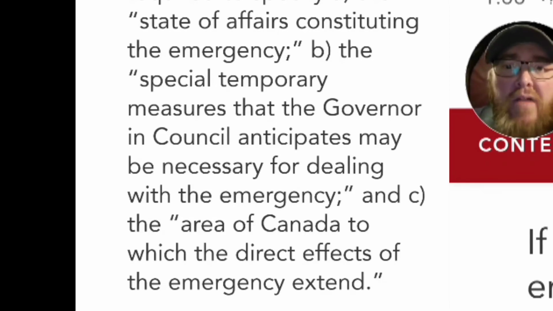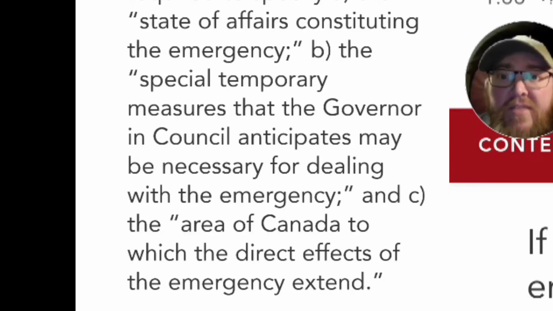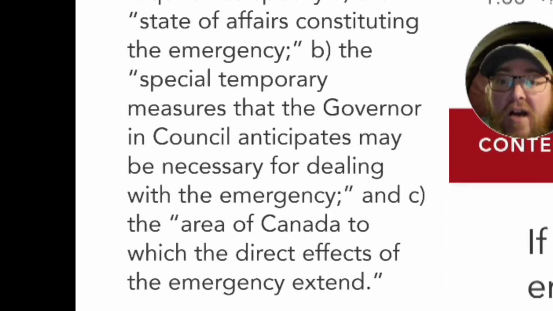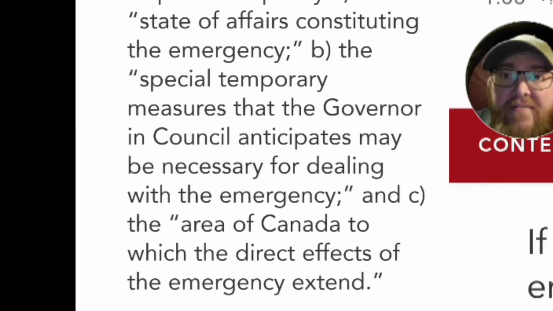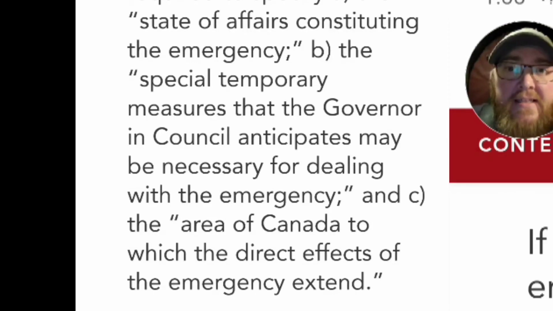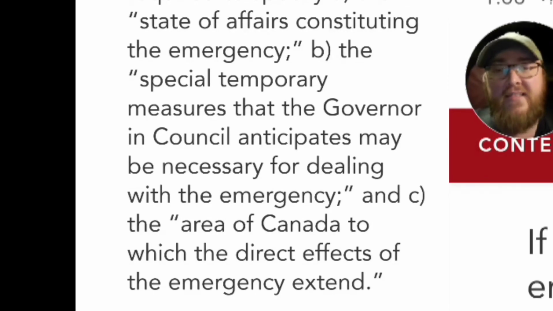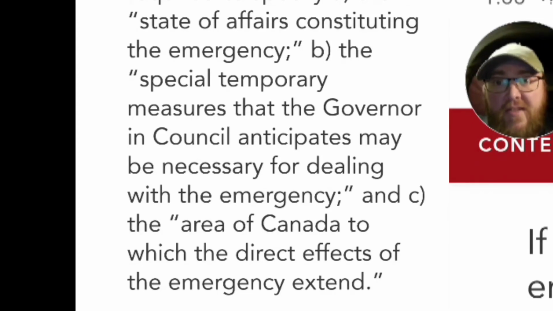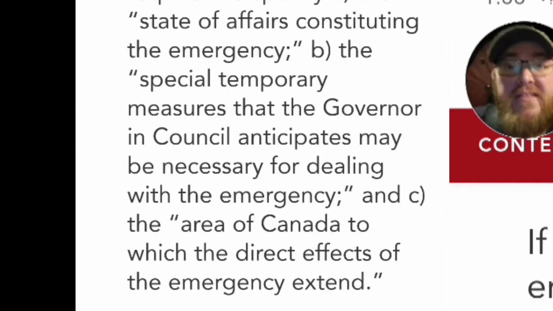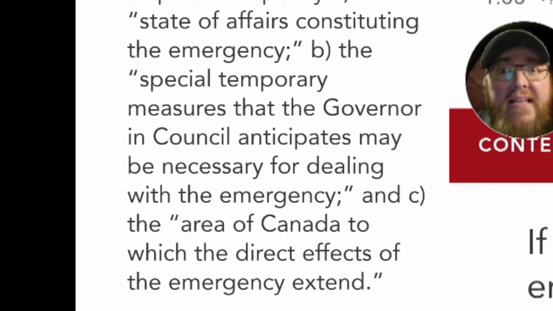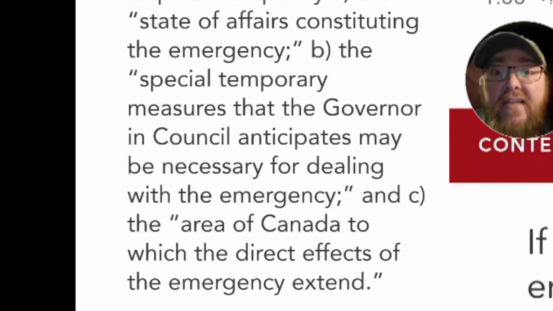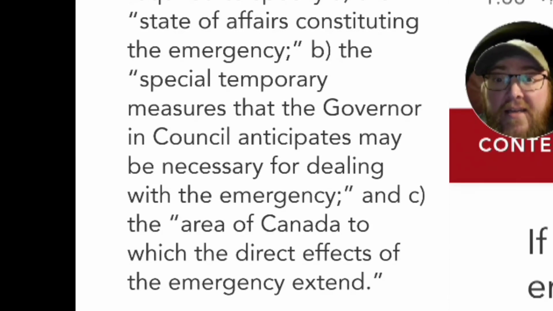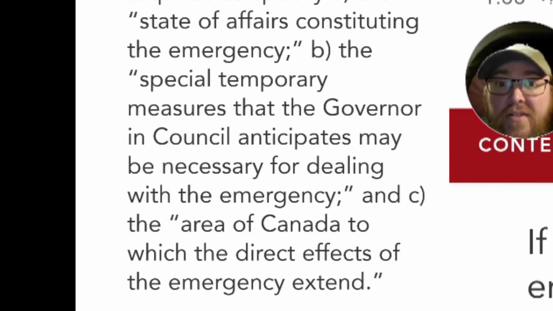And here is what they need to lay out. If a public welfare emergency is declared, the federal government is required to specify A, the state of affairs constituting the emergency. So this means you must define specifically what it is. Okay? So we are talking about a disease that when they enacted their powers, the Quarantine Act and the provinces, the Emergency Act, they did not really understand a lot about this illness. So they could not actually specify the state of affairs constituting the emergency.